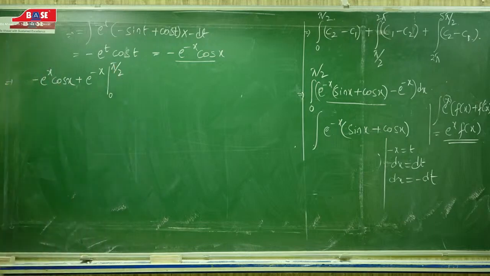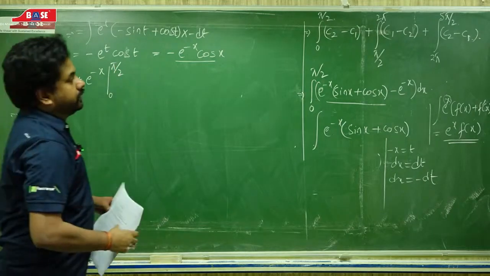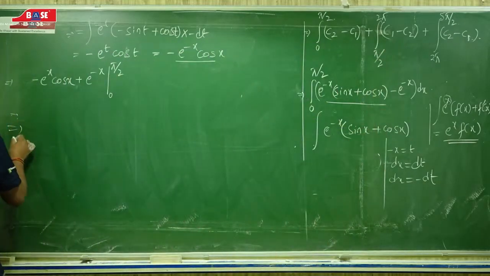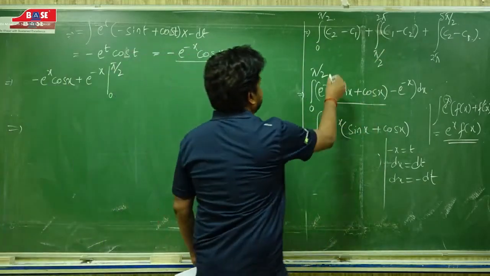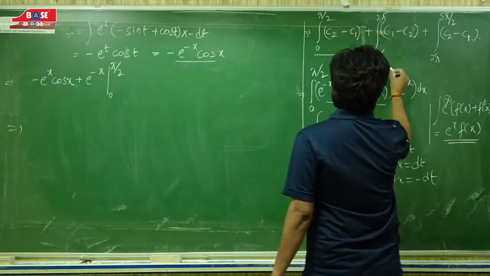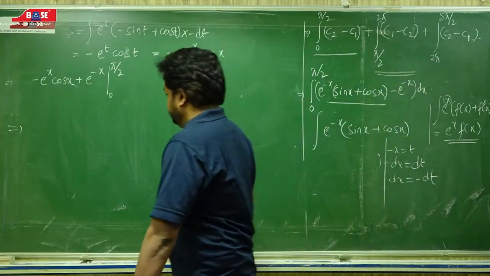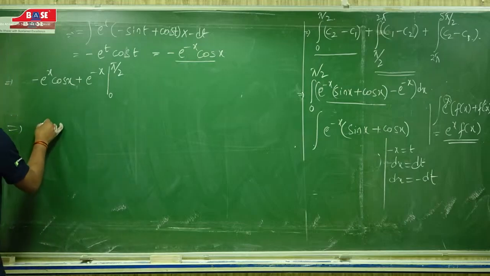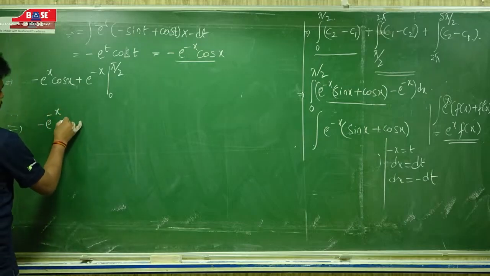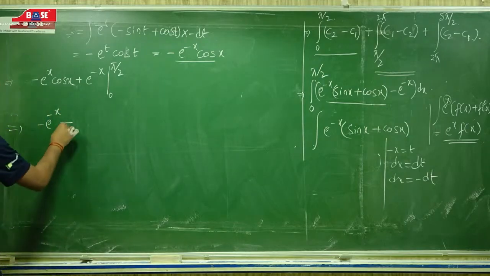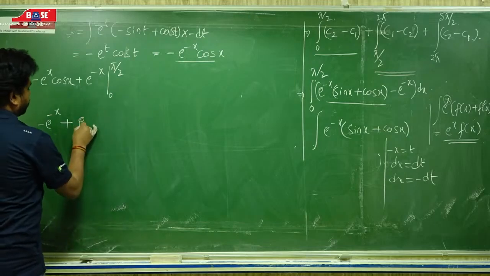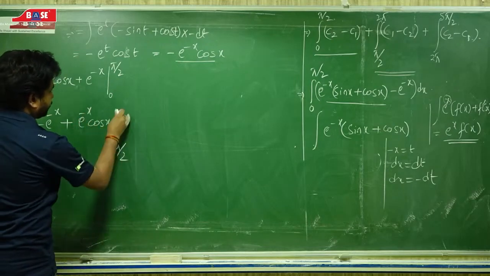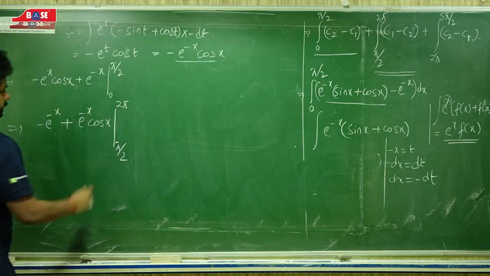Okay. Similarly, let's talk about the second one, c1 integration. c1 integration is what? This one is done, right? We can put the limits now. Now let's get the limit of this. Okay, so what will we get finally? Minus e power minus x, and c2 will be what? Plus e power minus x cos x, and this will be from where to where? Pi by 2 to 2 pi.